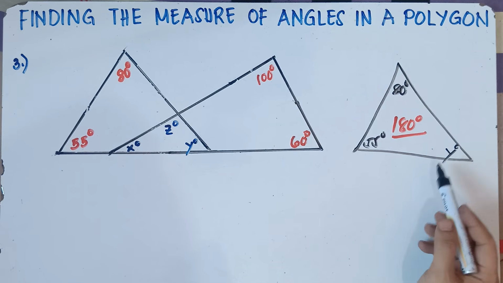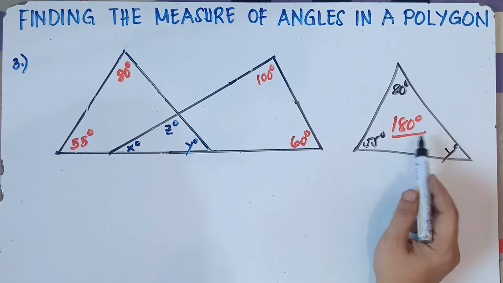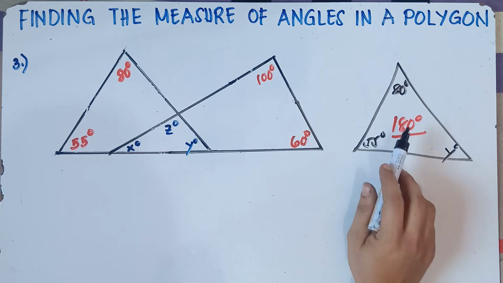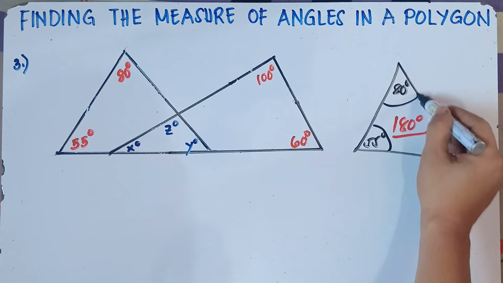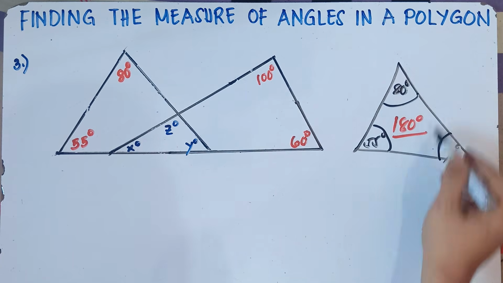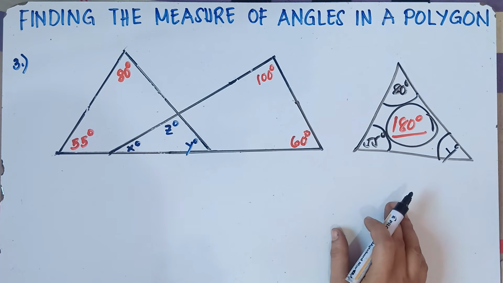So to do the mental math easily, class, we can just simply add this up and then subtract it from 180. Always remember that in a triangle, if you add these 3 interior angles, the sum is always 180 degrees. So always remember that one, class.